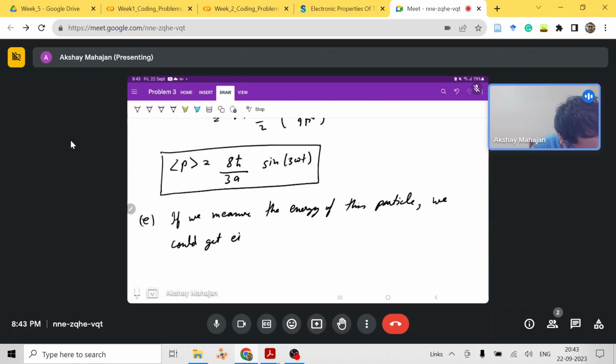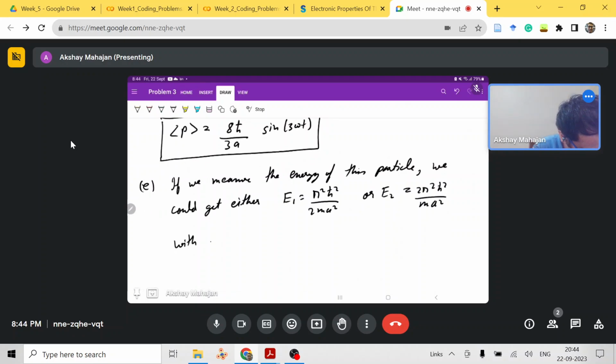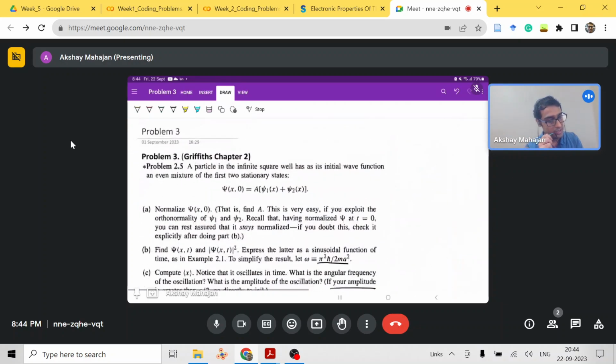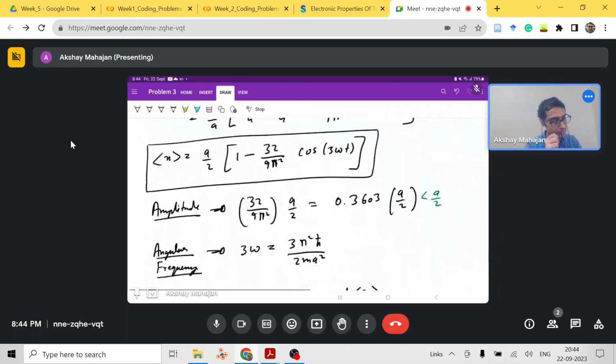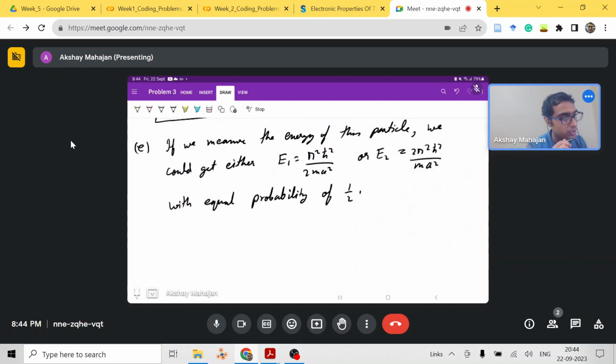We get either E1 equals pi square h bar square by 2 m a square, or E2 equals 2 pi square h bar square by m a square, with equal probability. It will be equal probability because our constant A comes to 1 by root 2, so the probability will be mod A square, which is 1 by 2, a probability of half for each one of them.